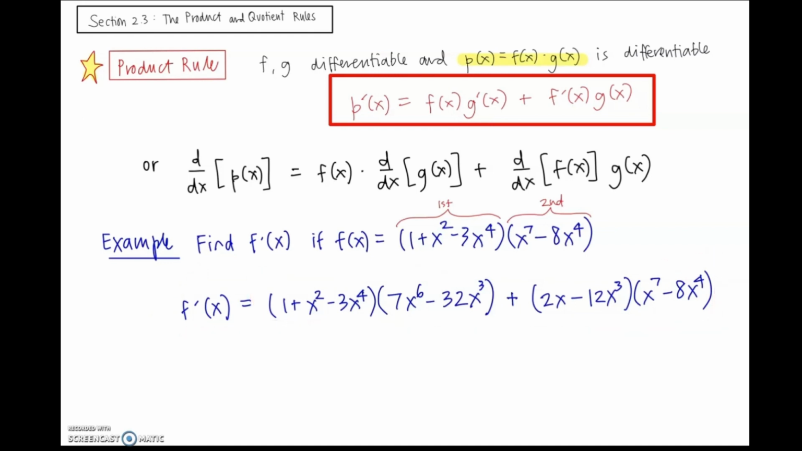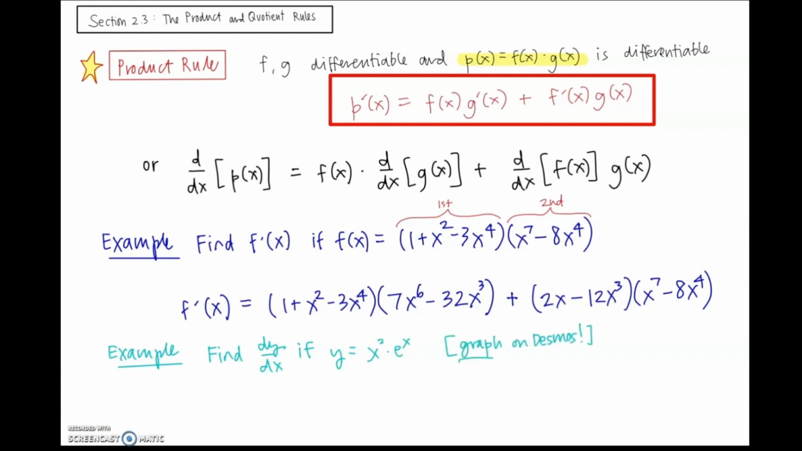So again, it's not just the derivative of this times the derivative of this. The product rule says there's actually more to it. There's all of this. Okay, let's try another example. Find dy dx, or just the derivative, if y equals x squared times e to the x.